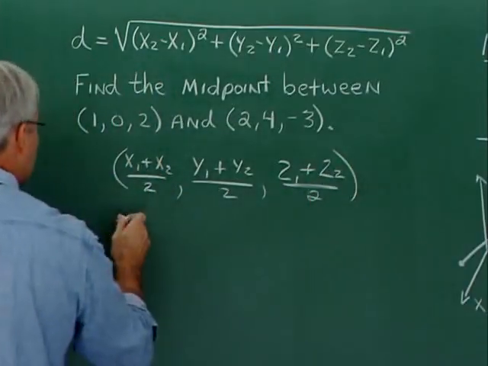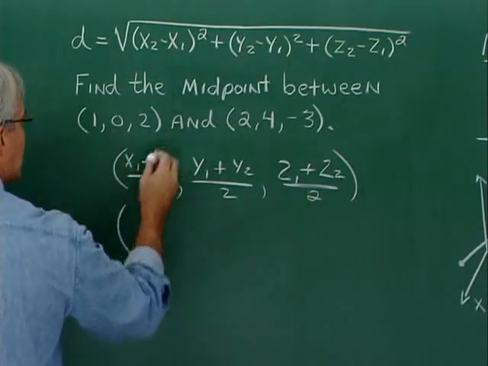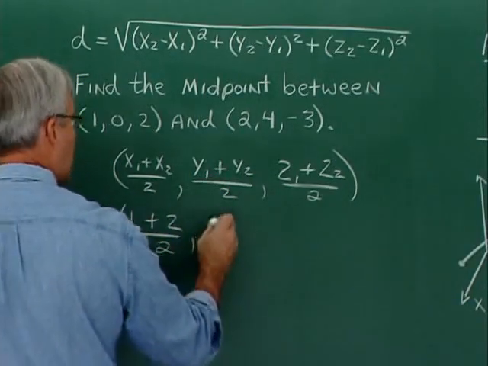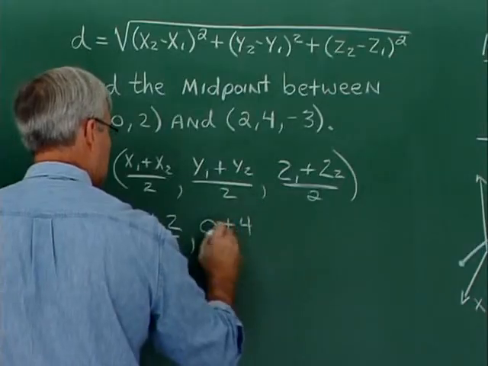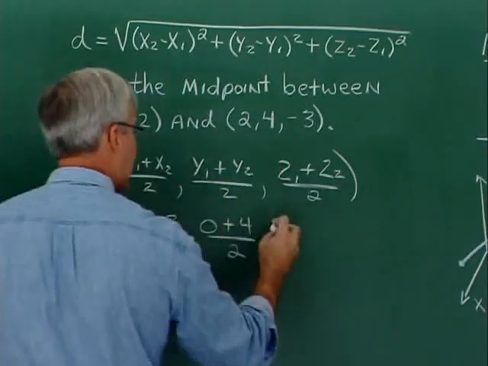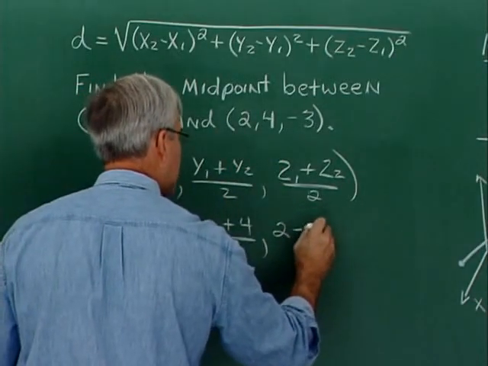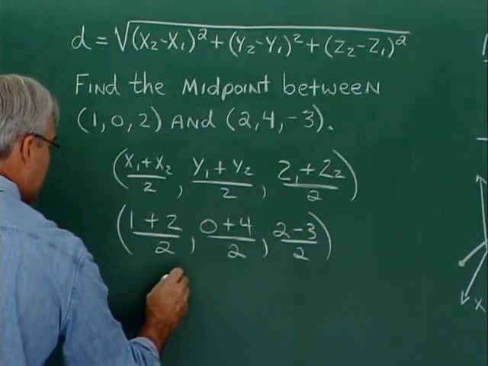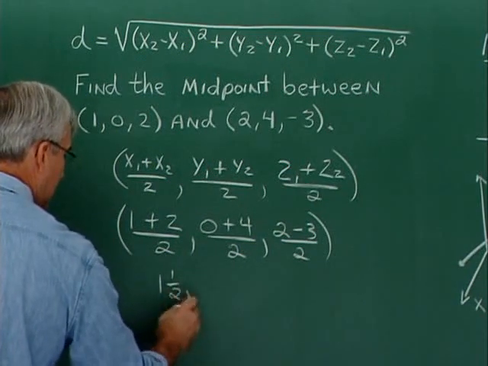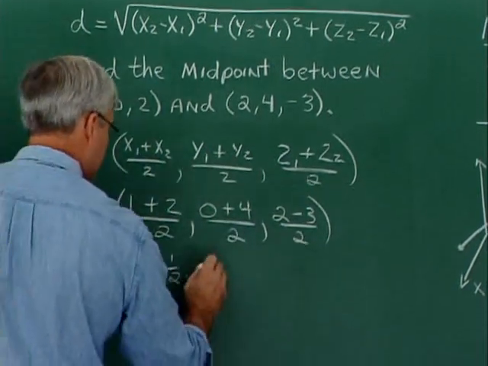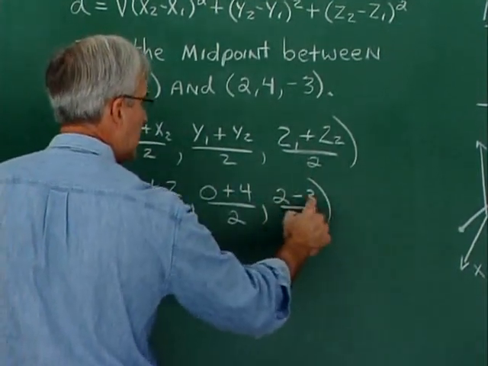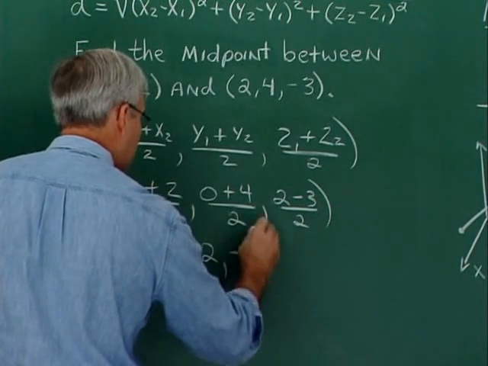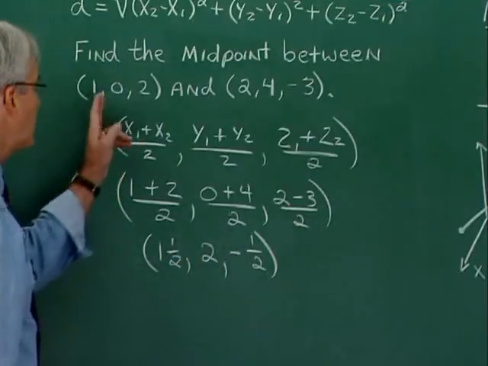And let's just plug and play. All right, add the x's, that's 1 and 2 over 2. Add the y's, 0 and 4 over 2. Add the z's, 2 and negative 3. 2 plus negative 3 means 2 minus 3 over 2. Let's see, 1 and 2, that's 3. 3 over 2, that's 1.5. Then 4 over 2 is 2. And 2 with negative 3 is negative 1, that's negative 1/2. So here then are the coordinates of the midpoint between those 2 points.